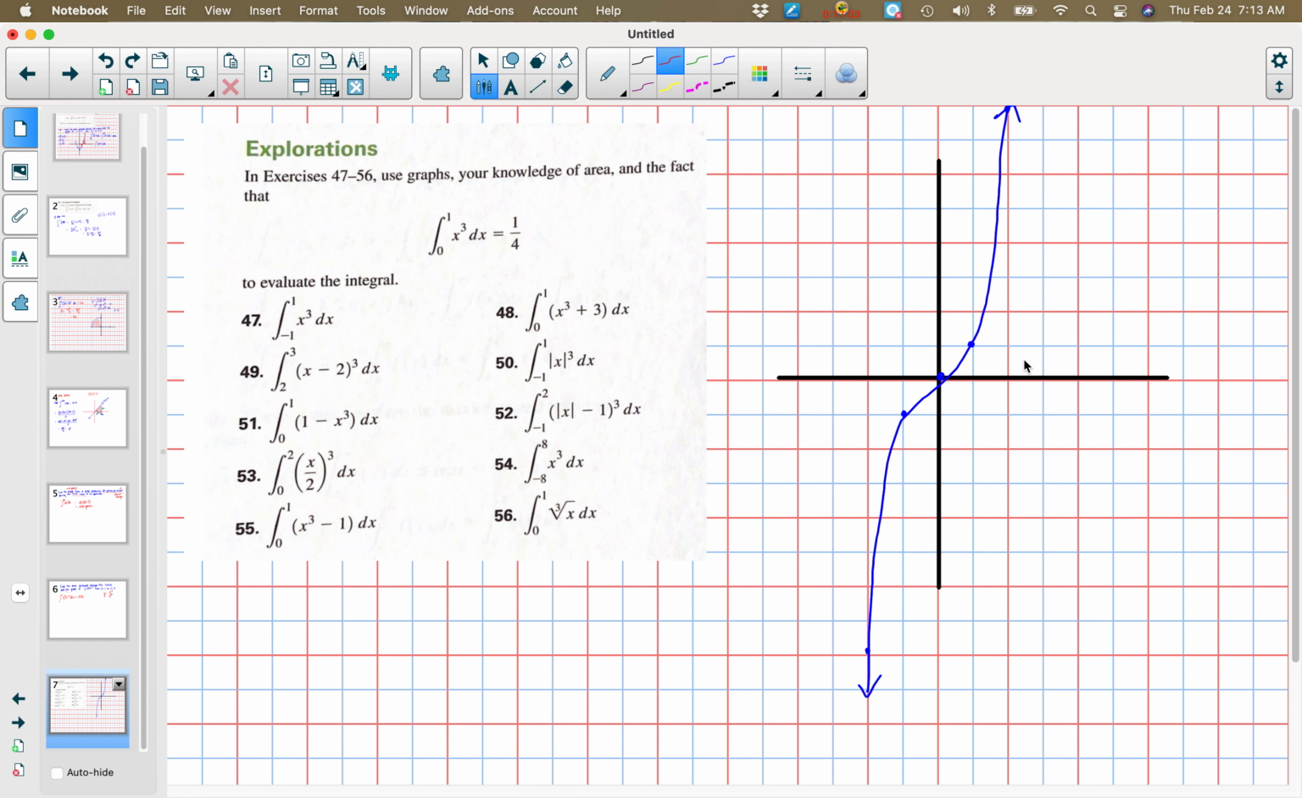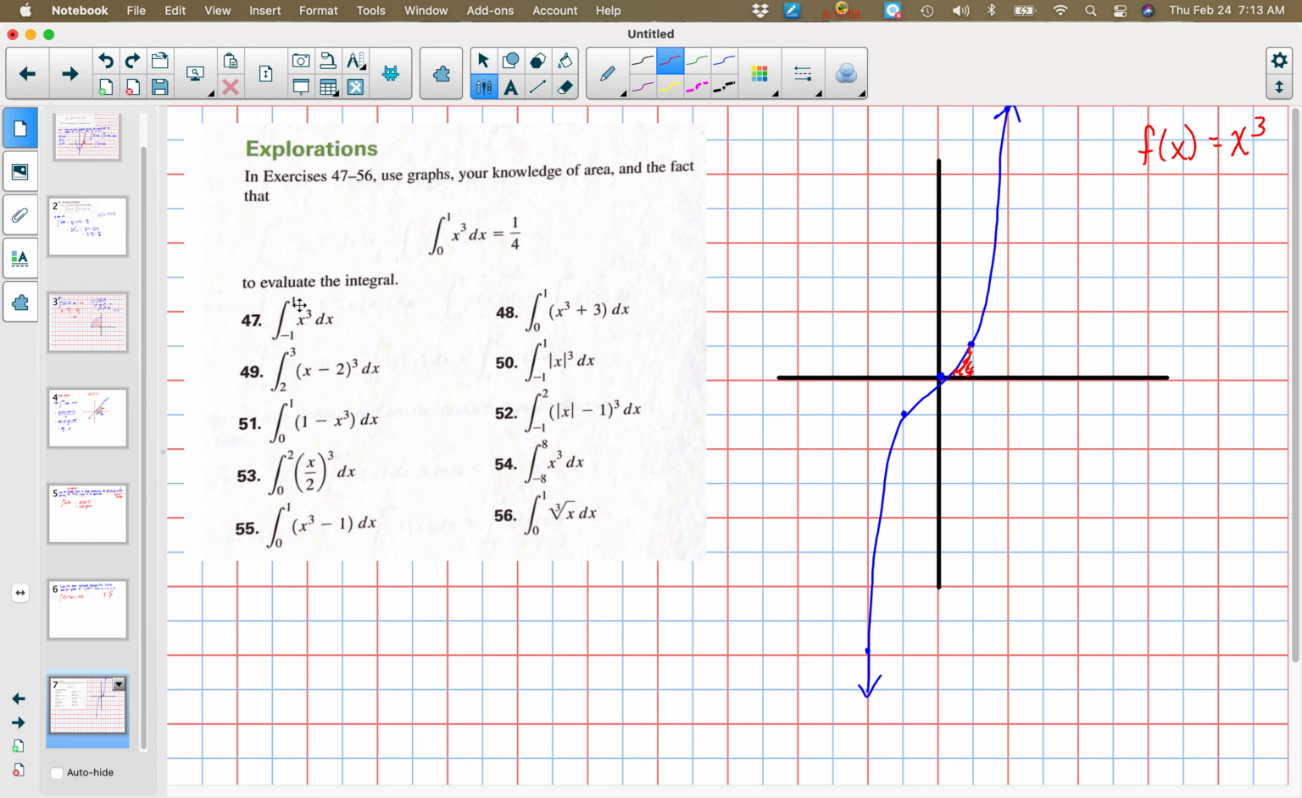So what I've graphed here is f of x equals x cubed, so that we have the graph of the integrand. From 0 to 1, they're telling you that the area is 1/4. So that's this right here. Because it's above the x-axis, we get 1/4.